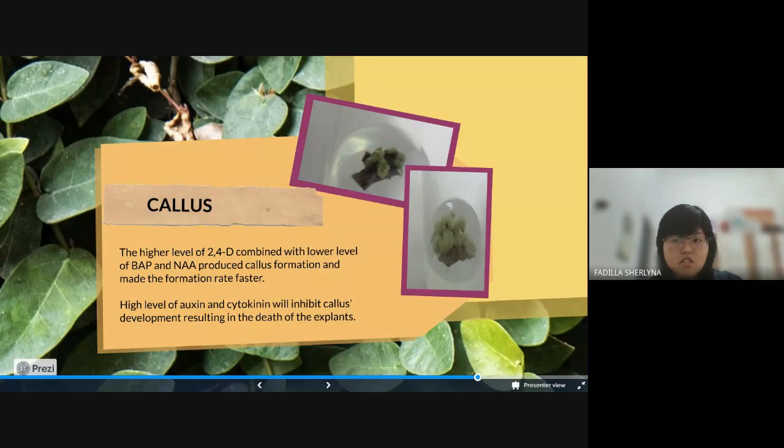This study shows that a high level of 2,4-D can induce more calluses from leaf discs. The higher level of 2,4-D combined with lower level of BAP and constant NAA produce callus formation and make the formation rate faster. Consequently, NAA and BAP didn't stimulate excellent growth and callus formation when combined with 2,4-D. Still, callus induction is positively affected with a modest quantity of BAP, which is 0.2 milligram per liter. Next.